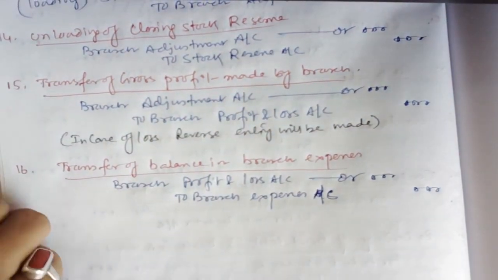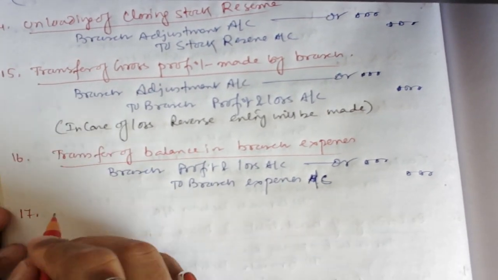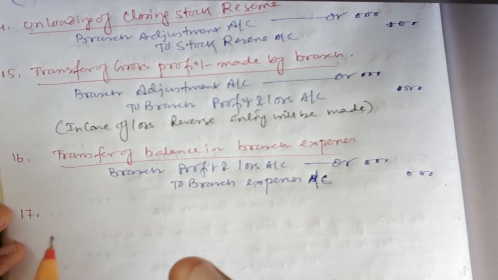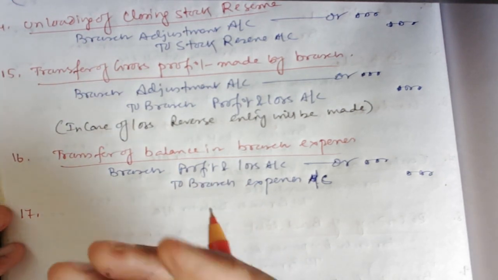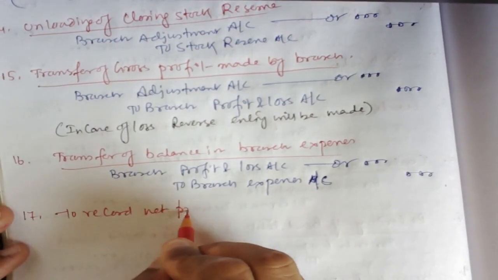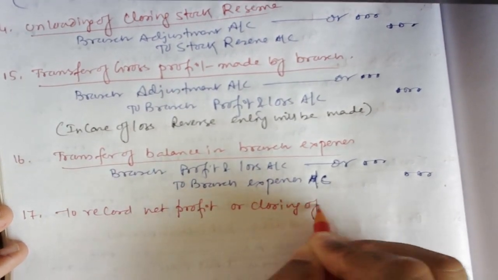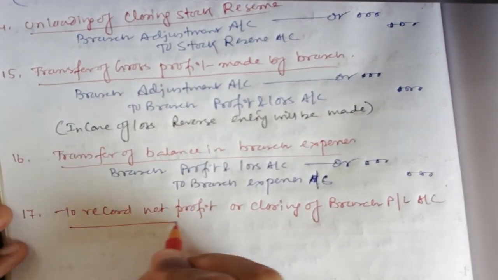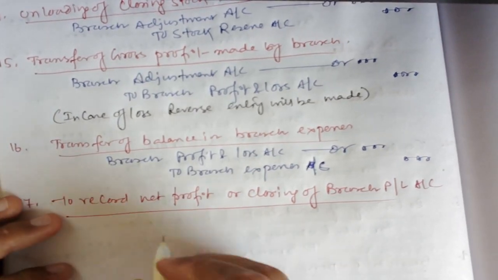Now write down please, 17. See, we need to transfer the closing balance of the branch profit and loss. Now we are also going to close the branch profit and loss. Obviously, guys, we have to close the branch profit and loss. So to record net profit or closing of the branch P&L account, what is the journal entry we need to make, sir? Branch P&L account debit to general P&L. You can write please.